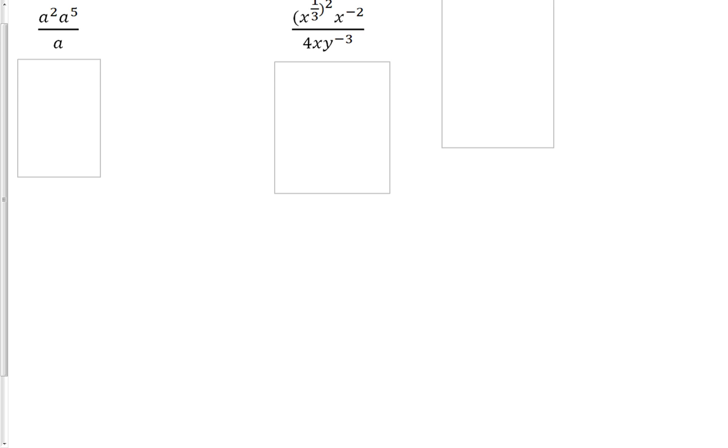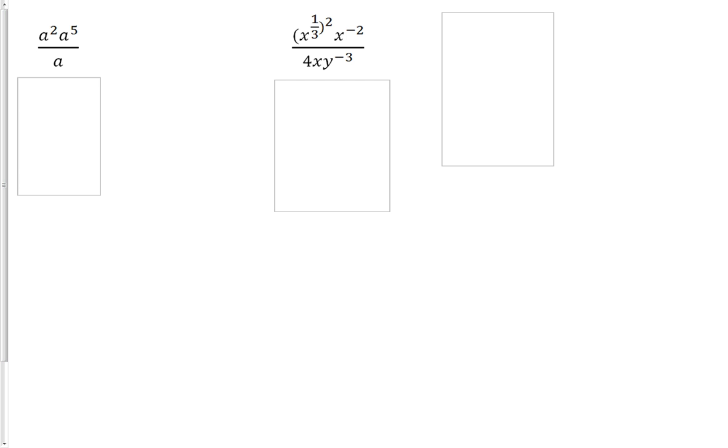Let's do a quick review of multiplying and dividing terms with exponents. In this problem we have a squared times a to the fifth over a. Whenever we're multiplying two variables with exponents, we add the exponents. So I'm going to work with the numerator first here.